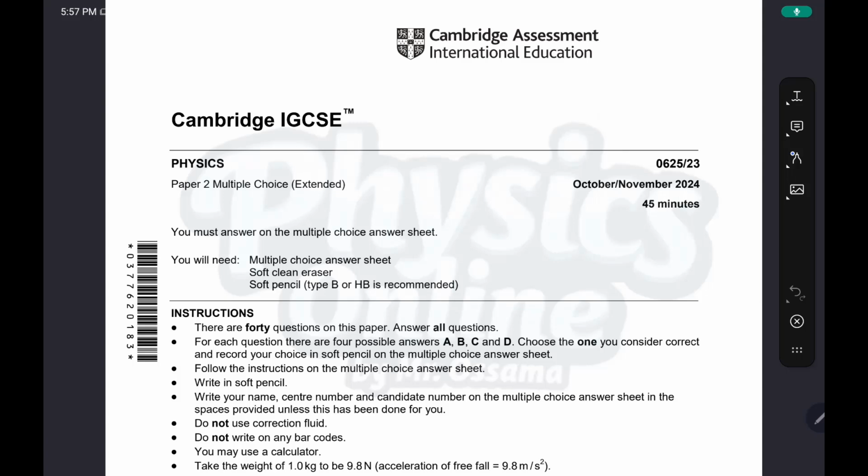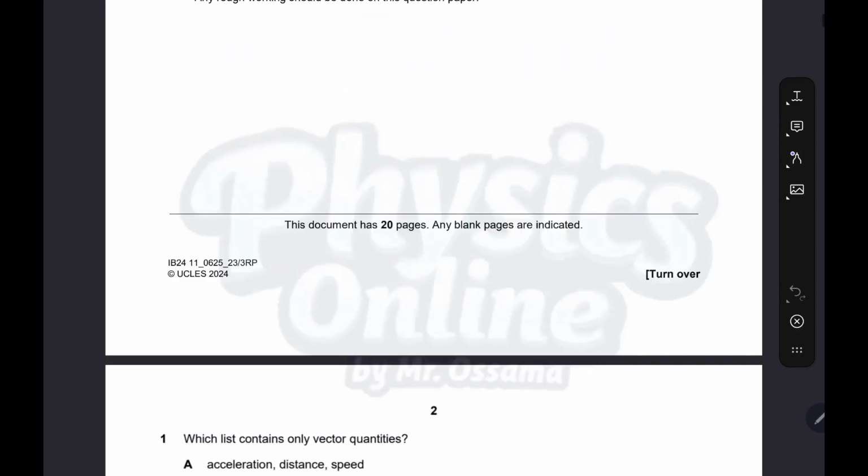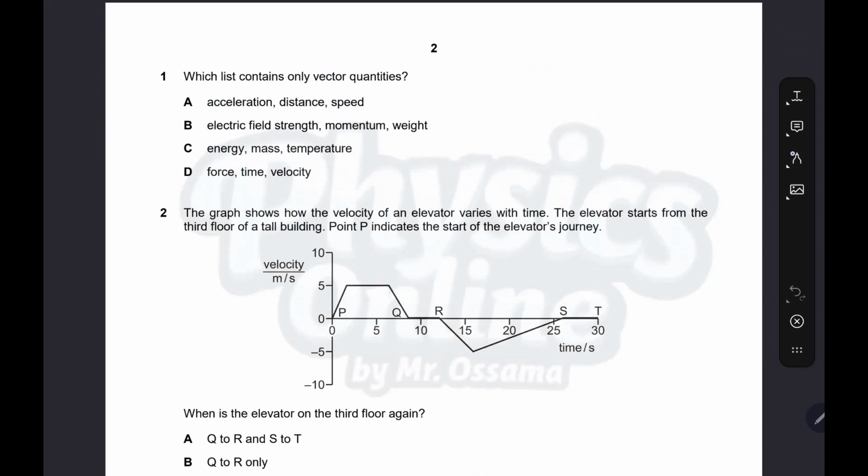Hi there, we will start a new paper, October/November 2024, paper 23. Which list contains only vector quantities? Acceleration is a vector, distance is scalar, speed is scalar, electric field strength is a vector, momentum is also a vector, weight is a vector, energy is scalar, mass is scalar, temperature is scalar, force is a vector, time is scalar, velocity is a vector. So the answer for vectors only is B.